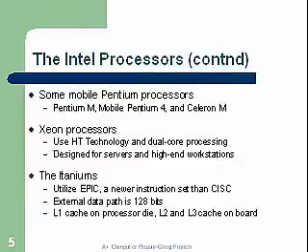Intel processors continued. Some mobile Pentium processors: the Pentium M, the mobile Pentium 4, and the Celeron, some of their notebook type processors. The Xeon processors use hyperthreading technology and dual core processing, designed for servers and high-end workstations. The Itaniums utilize EPIC, which is a newer instruction set than CISC, which was the complex instruction set. External data path is 128 bits. The L1 cache is on the processor die; L2 and L3 are now on board.